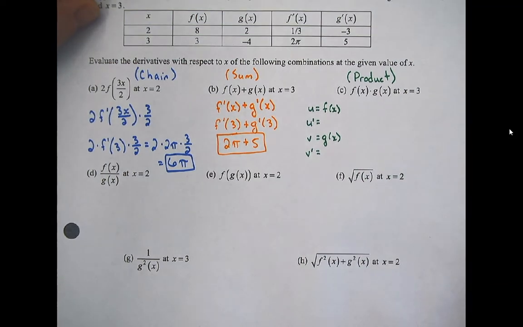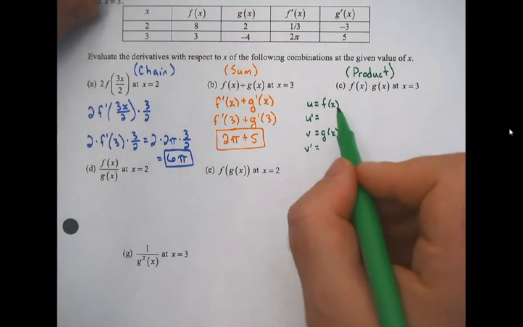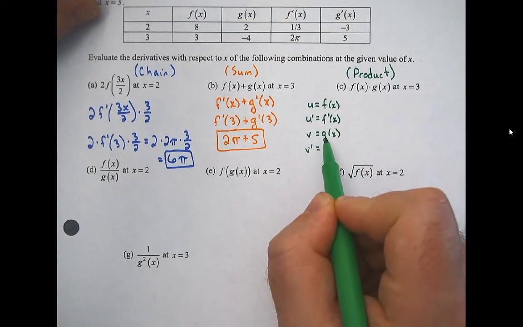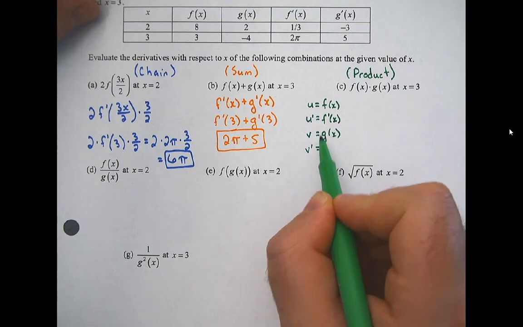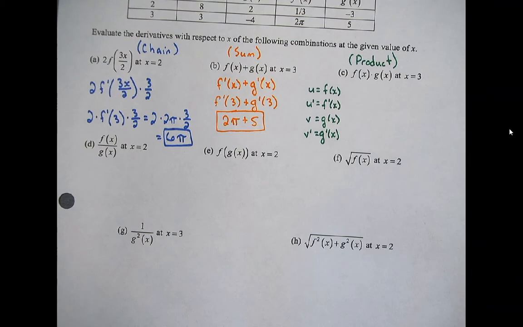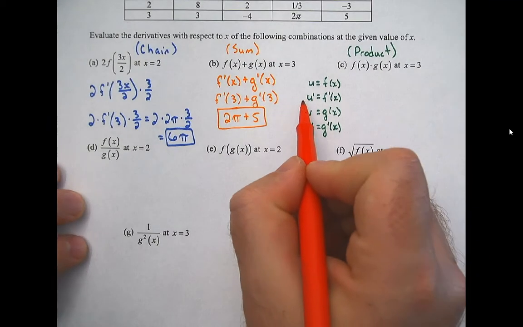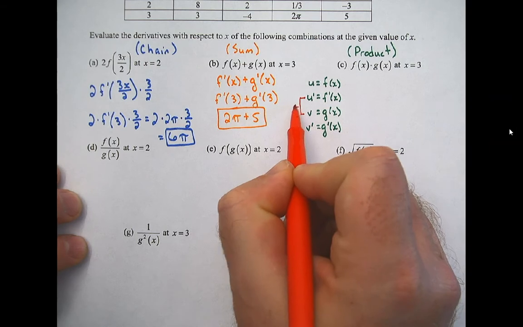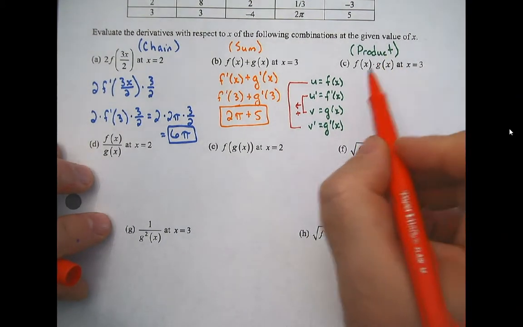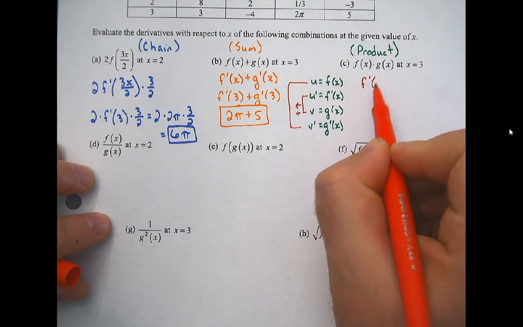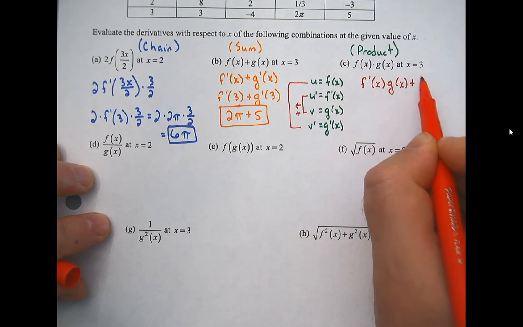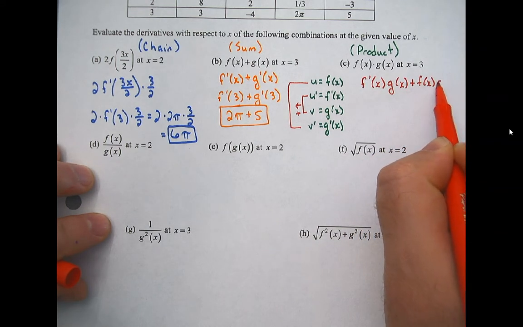Okay, so what's the derivative of f? Well, we don't know anything about f besides that it's just f, so its derivative is f prime. What do we know about g? Well, we just know that it's named g, so its derivative must be called g prime. Now we're going to apply the product rule, which is a plus. All right, so what would we get? We would get f prime of x times g of x plus f of x times g prime of x.